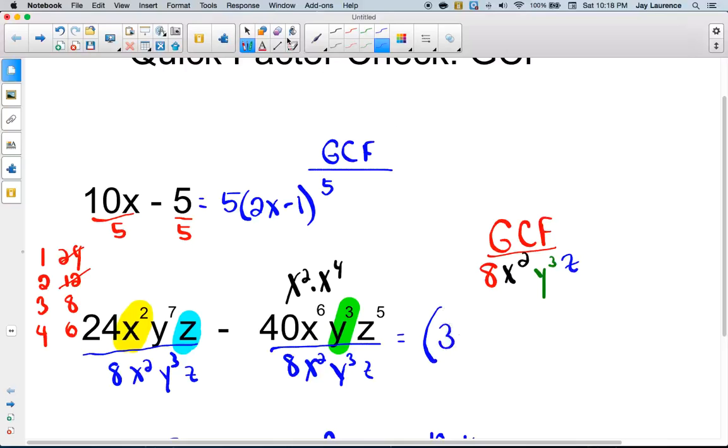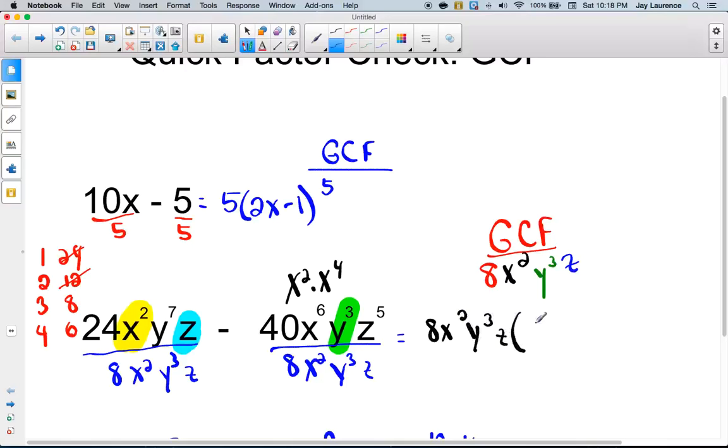Oh, I'm making a big mistake, aren't I? Yes, I am. I forgot to write my GCF out front. Silly Mr. Lawrence. Don't throw the GCF away. It's not an equation where we can divide through. We have to undistribute it. Factor out that GCF, 8x squared y cubed z.